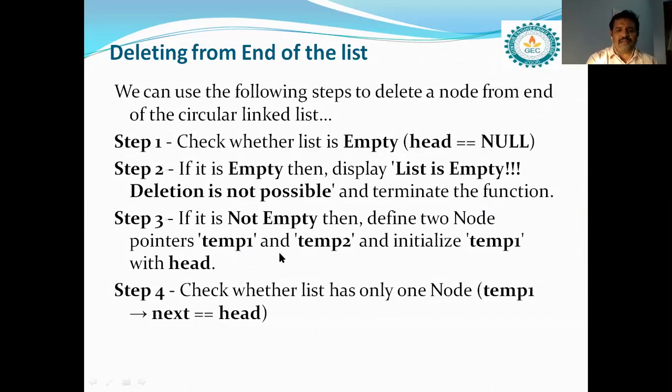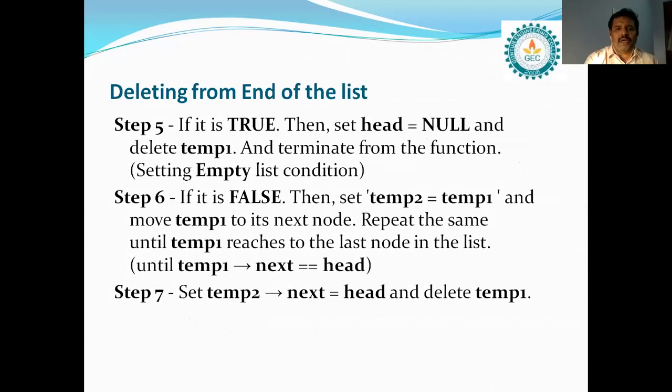Check whether the list has only one node: temp1 next equal to head. If it is true, then set head equal to null and delete temp1, and then terminate from the function. Suppose if it is false, then set temp2 equal to temp1 and move temp1 to its next node. Repeat the same until temp1 reaches the last node in the list, until temp1 next equal to head. Then set temp2 next equal to head and delete temp1. This is the procedure for deleting a node at the end of the circular linked list.